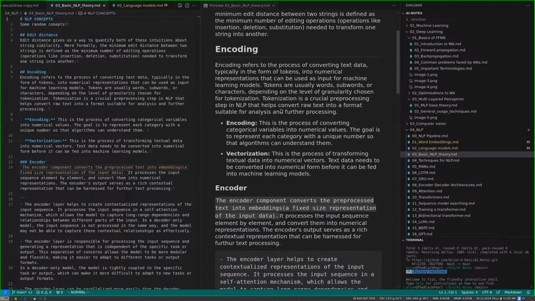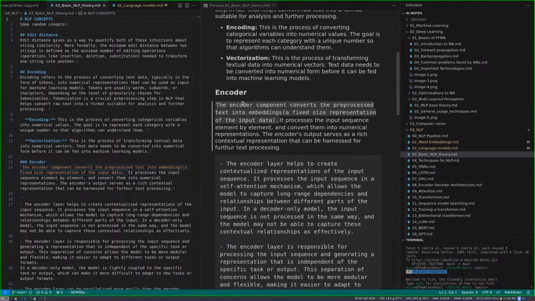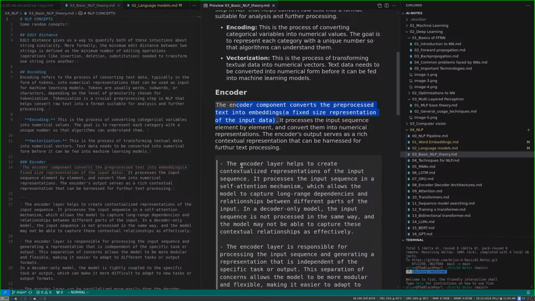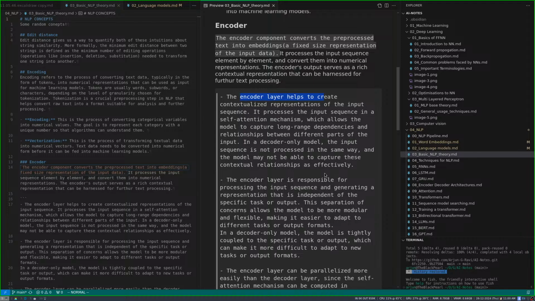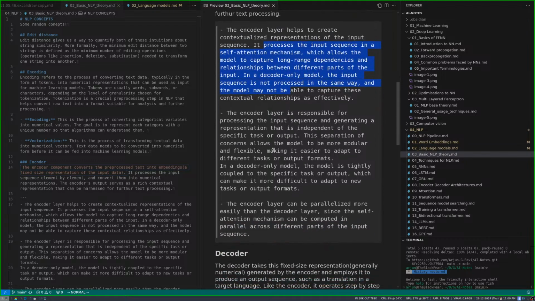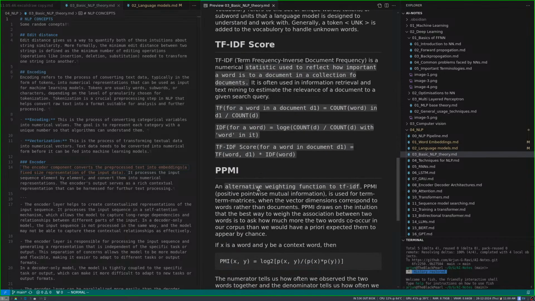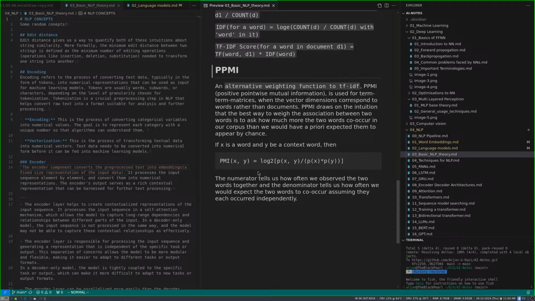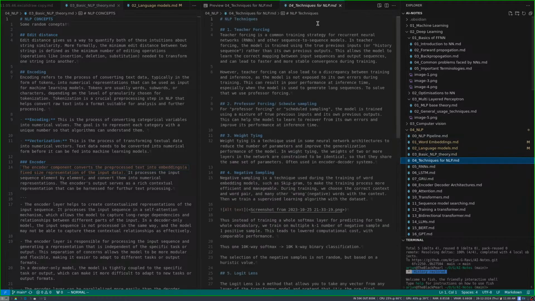Edit distance, encoding, encoder. The encoder converts pre-processed text into embeddings. The encoder layer helps to create a contextualized representation of the input sequence. It processes the input sequence, and the encoder layer is responsible for processing and generating, and can be parallelized. Okay. TF-IDF, PPMI. Okay, we'll just move on fast.